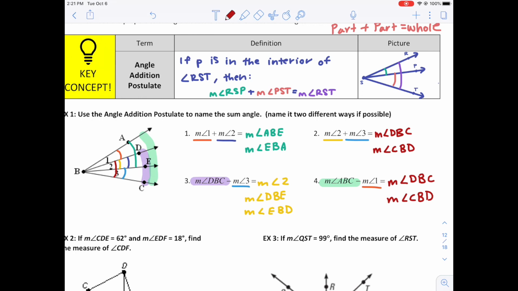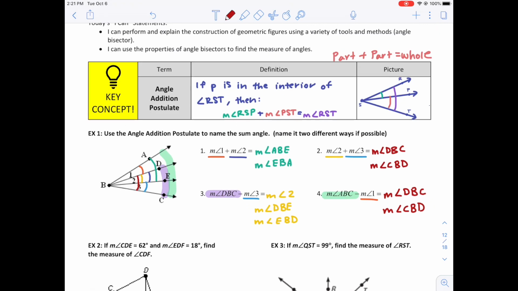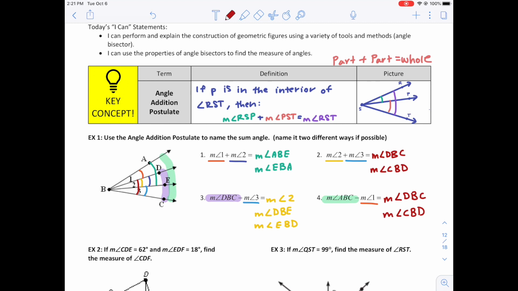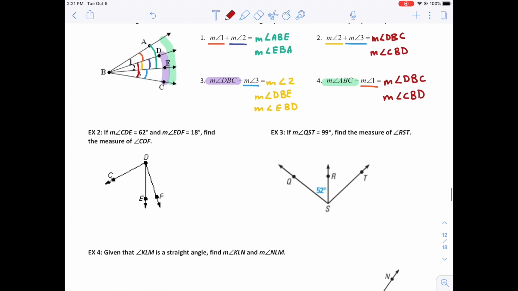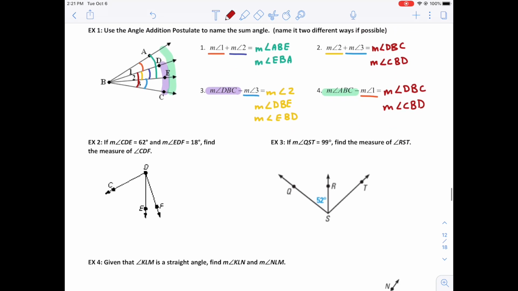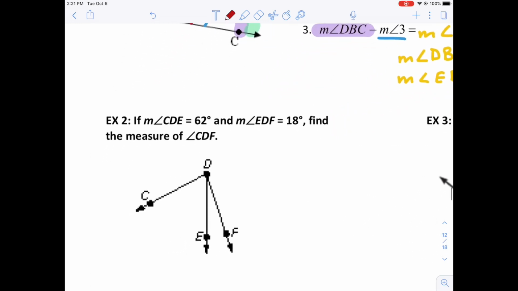All right, so we jumped right in with the angle addition postulate. Again, if you can remember part plus part equals whole, that's going to be really, really helpful moving forward with this. So let's do example 2. If measure of angle CDE is 62 degrees, let's go ahead, guys. Put that on your diagram. So CDE is 62 degrees.